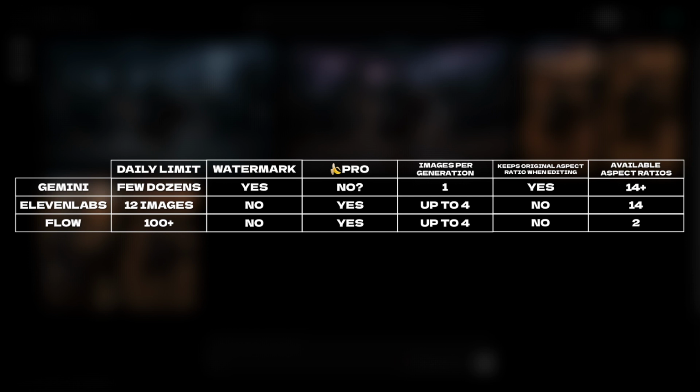11 Labs has all 3 Nano Banana models, but you can create up to 12 images per day for free, and the amount of monthly credits isn't really big. Flow, just like 11 Labs, doesn't add a watermark to the generated images. The free daily limit is the most generous among all these services, but there are only landscape and portrait aspect ratios available.